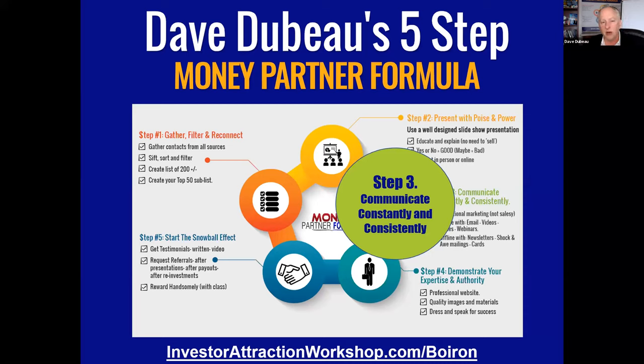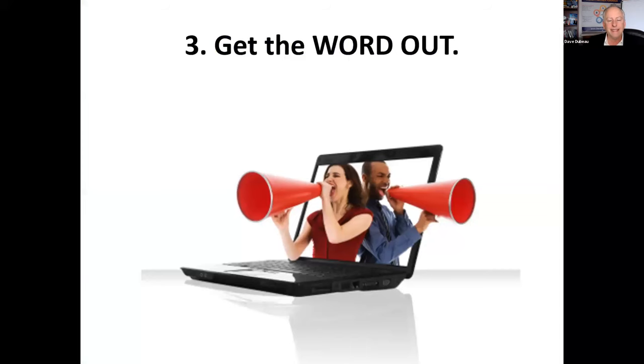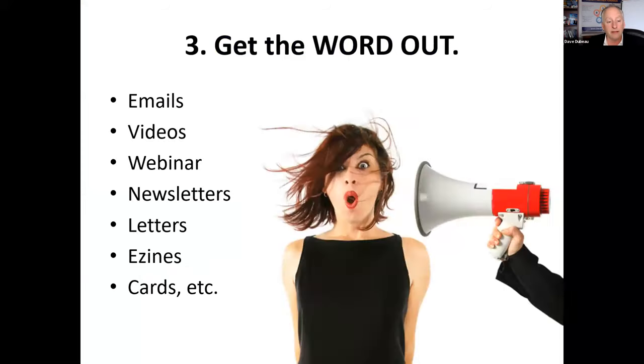The three C's of marketing: constant, consistent communication. We need to get the word out. And there are a variety of different ways to do that, both online and offline. And I'll talk about a few of these. So some of my favorite things to do online, top two: video logs, electronic newsletters or e-zines. Those are super, super, super effective.